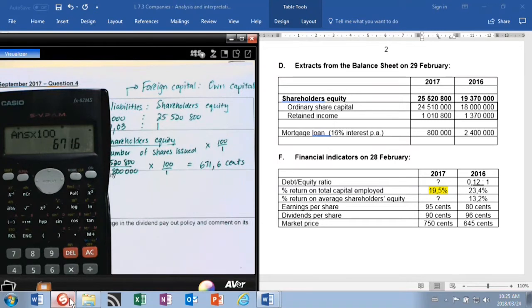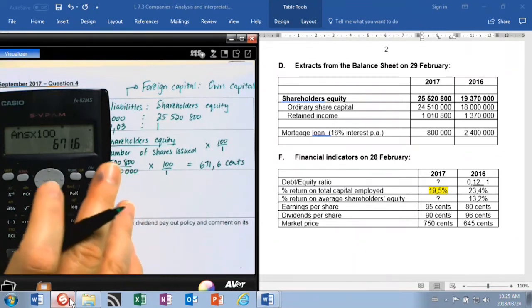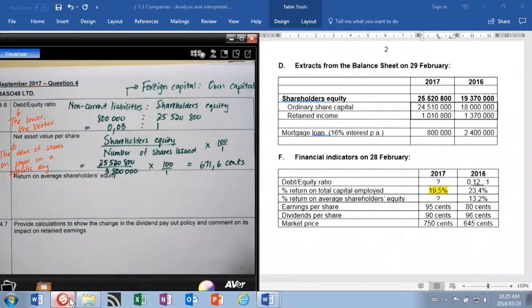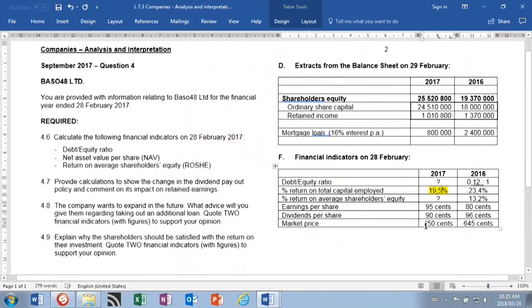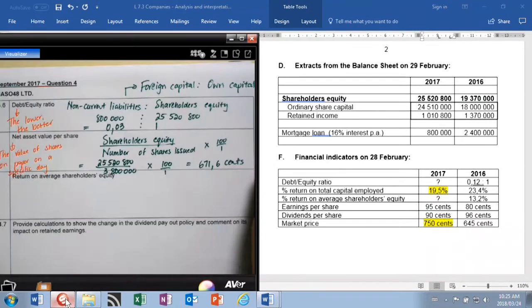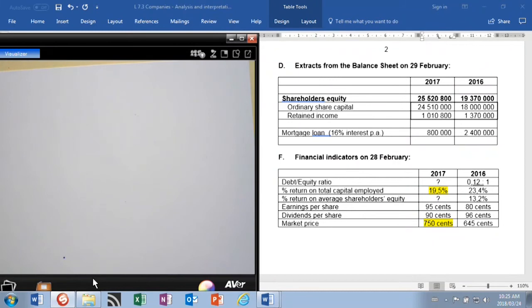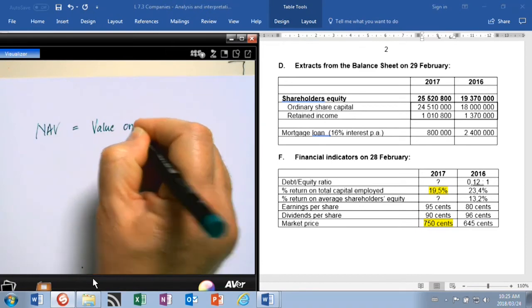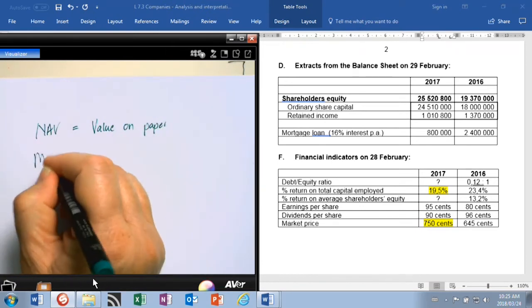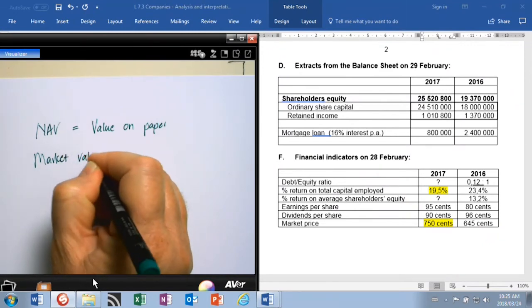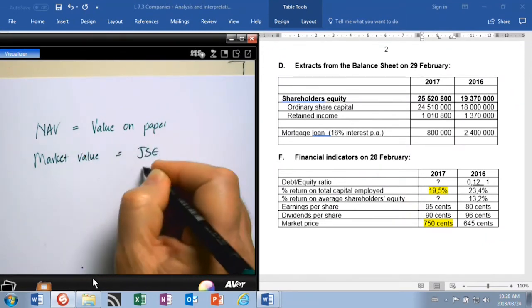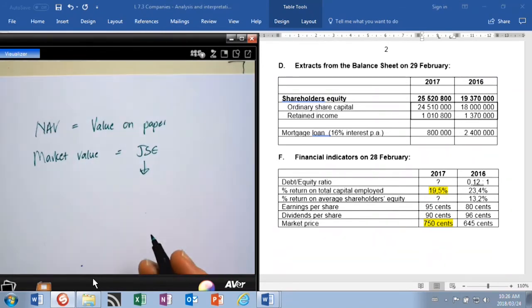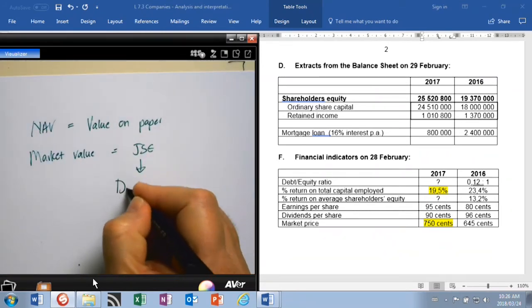Okay, now they can ask you more questions on this. They didn't do it, but they can ask you to compare that net asset value with your market price. For example, this market price. And then they can ask you, how did it compare? So what is the difference between the two? Let me just put it clear. The net asset value, like I said, is the value on paper. The market value that they gave us there equals the value on the JSE. Who decides on the value there? Demand and supply.